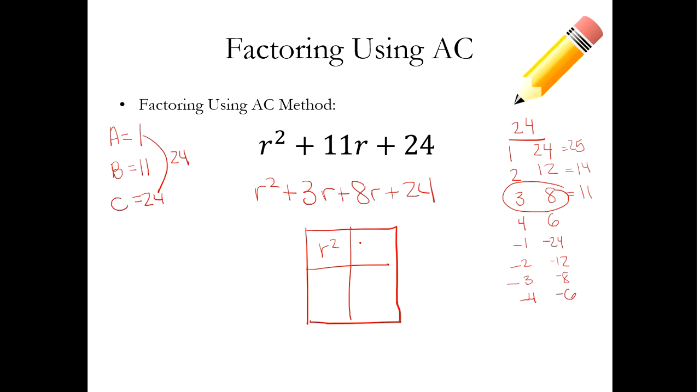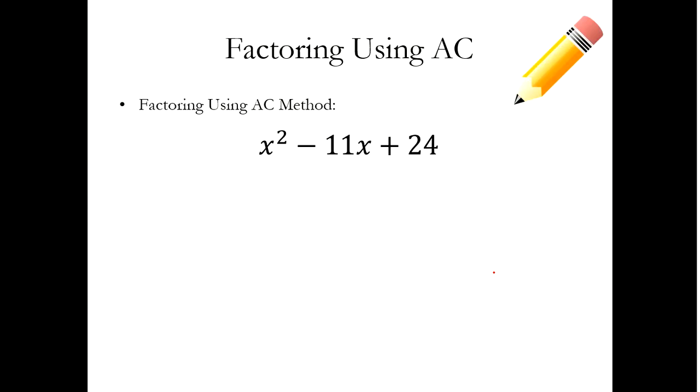So I got r squared, 3r, 8r, and 24. Looks like we got an r for greatest common factor. And then r times r needs to give me r squared. Looks like 8 for those two. And then 8 times something needs to give me 24, which is 3. And 3 times r is 3r. Done. So I got r plus 3, r plus 8 for a final answer.